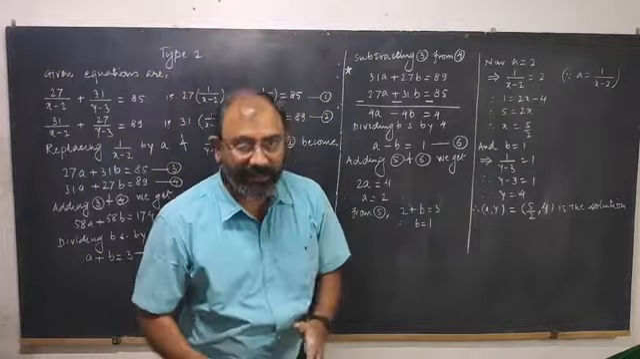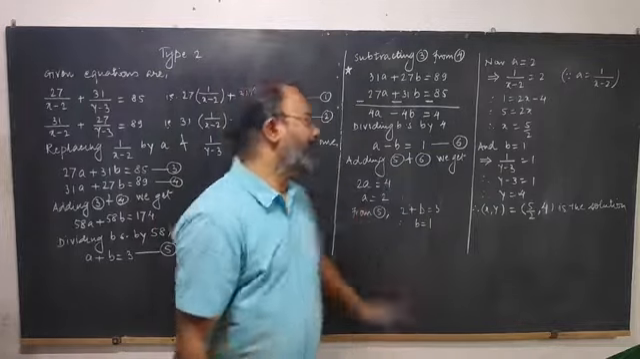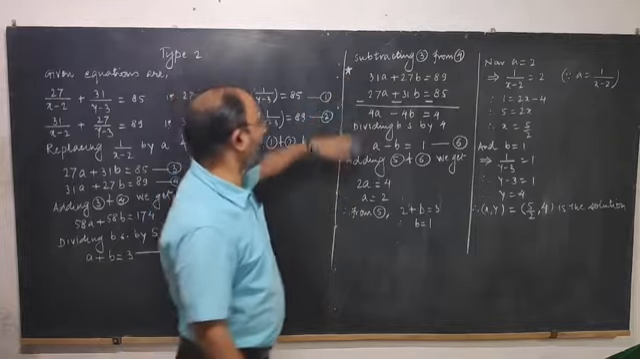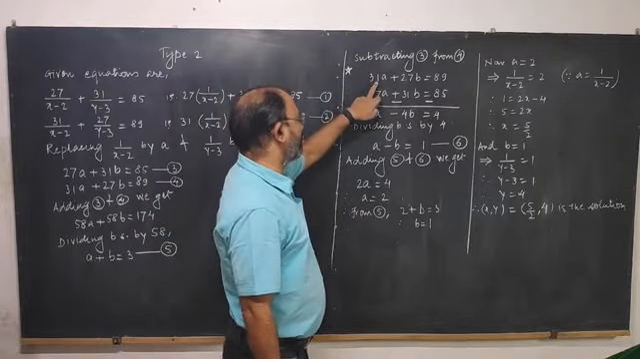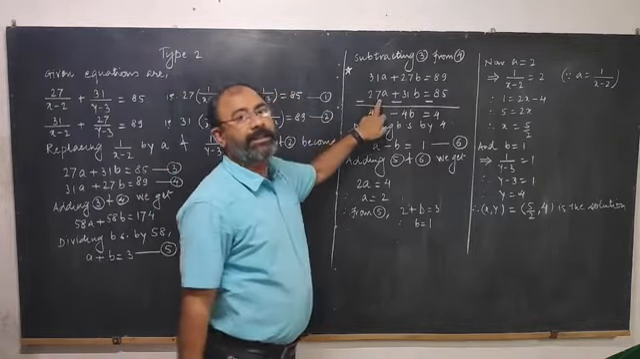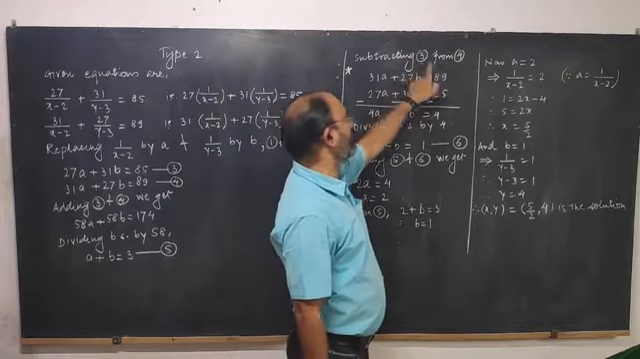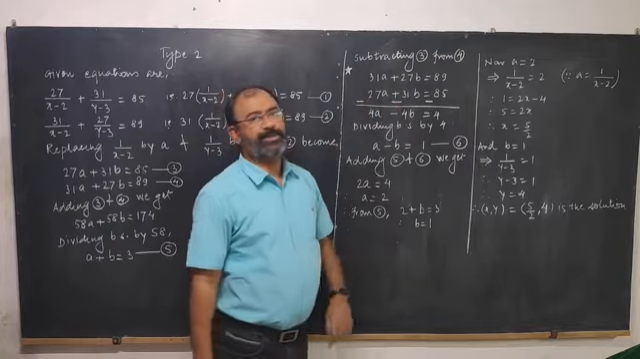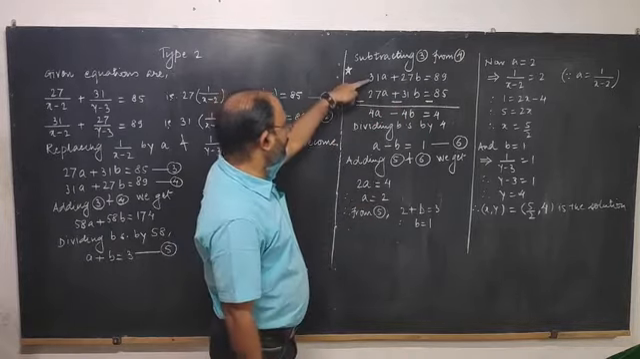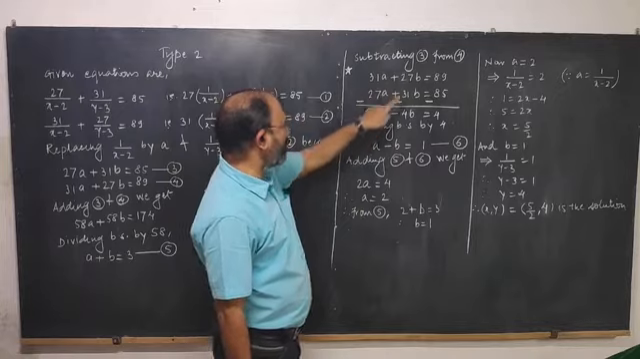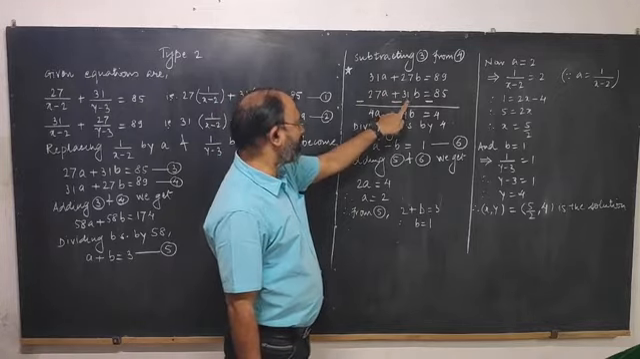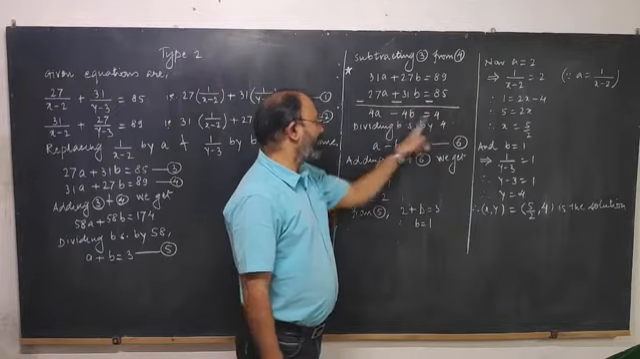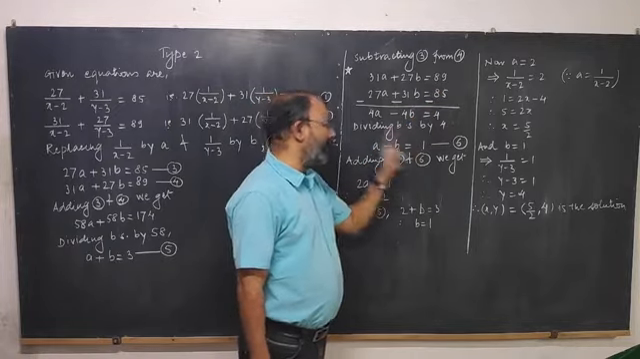When you are subtracting, you have to be cautious. Therefore I have put a star mark. This is the warning that you should be cautious. So from the fourth equation, I am subtracting the third equation. I am changing the signs of all the terms of the second equation. 31a minus 27a is 4a. 27 minus 31 will be minus 4b. 89 minus 85 will be 4. Divide both sides by 4, you get a minus b is equal to 1.